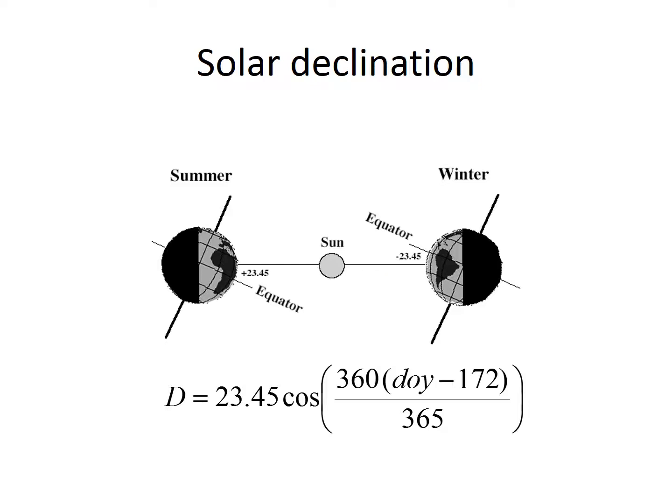The value of solar declination might be calculated using this equation, where d is solar declination and we have a function of the day of the year, going from 1 for January the 1st to 365 for December 31st.